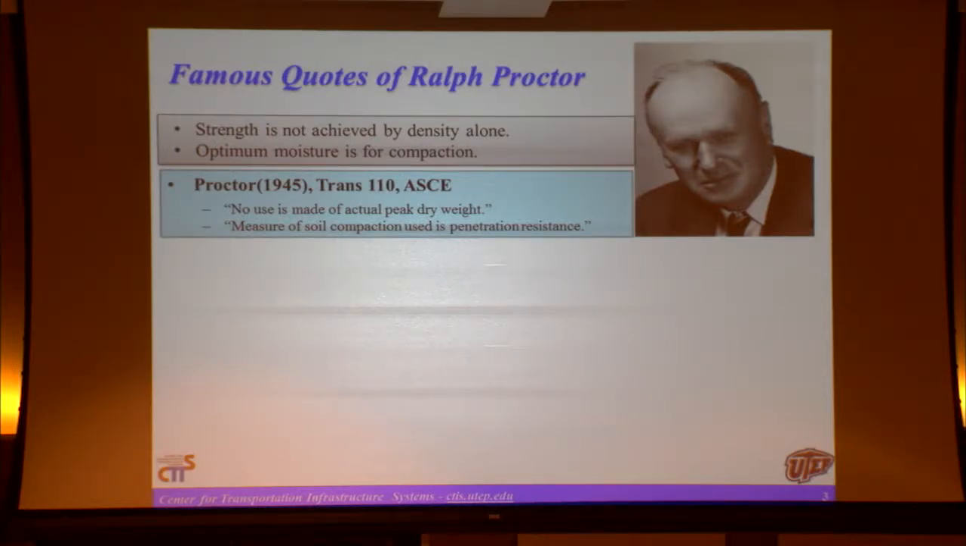The first one is related to the huge dams that they were building in California at the time. This was a prosperous time in California. It says no use is made of actual peak dry weight. Basically, they didn't use the maximum dry density for anything. The measure of soil compaction used is penetration resistance. So they used penetration resistance.